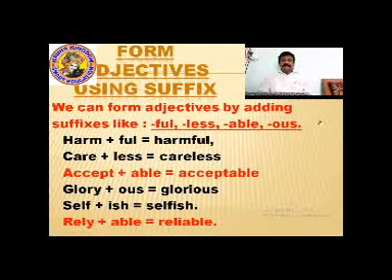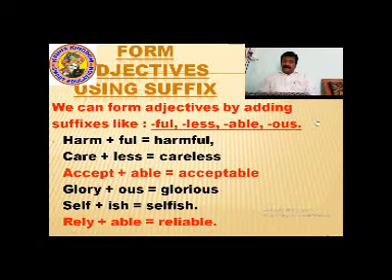So what all have we formed adjectives of? We have formed adjectives of harm, care, accept, glory, self and rely. Now, starting the topic again, we can form adjectives by adding suffixes like FUL, LESS, ABLE, OUS.